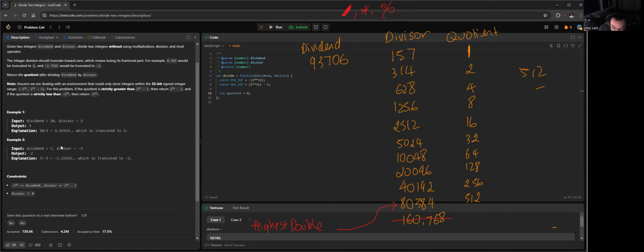For the remaining, we can take the dividend, which is 93706, and minus the highest double, which is this number right here. That is going to give us the remaining of 13,322.